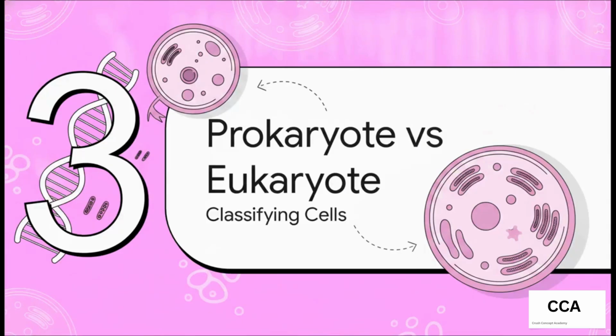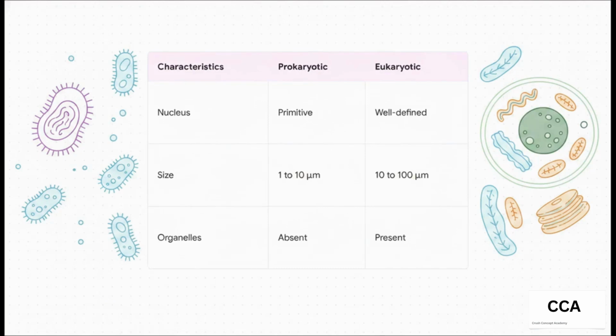Let's keep this momentum going. Section 3, prokaryotes versus eukaryotes. Let's see how we classify cells based on how complex they are. Think of this comparison as your ultimate high-yield cheat sheet. Seriously, you might want to take a screenshot of this. It perfectly outlines the core differences between simple prokaryotic cells, like bacteria, and complex eukaryotic cells, like the ones making up your own body.